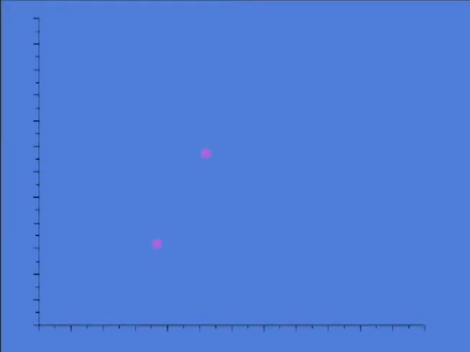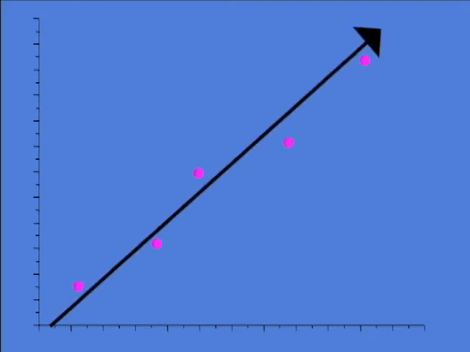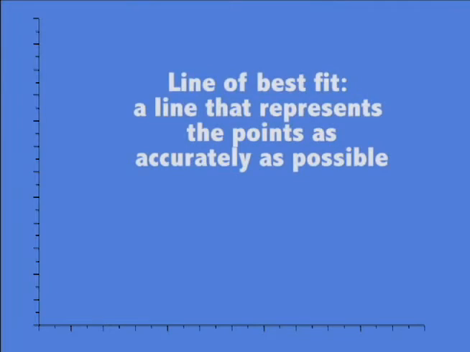If there are only 2 points, it is very simple. You just connect the 2 dots. But if there are 3 or more, you may have to draw a line of best fit. A line of best fit is a line that represents the points as accurately as possible. Here's an example.